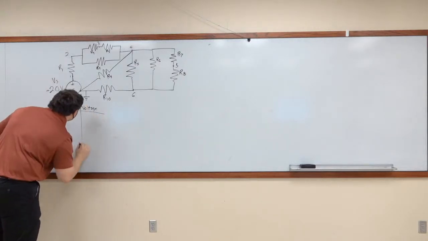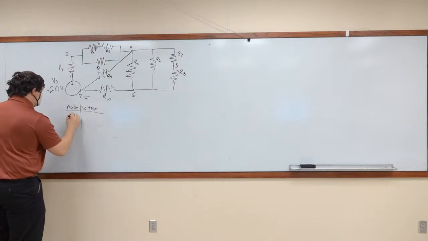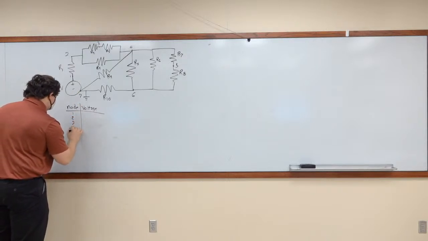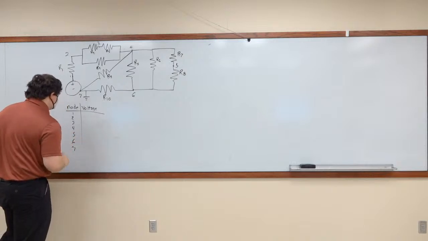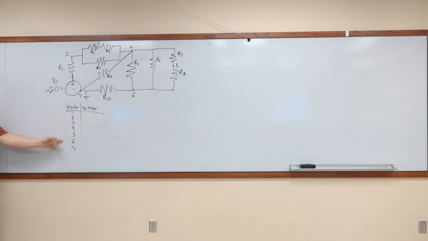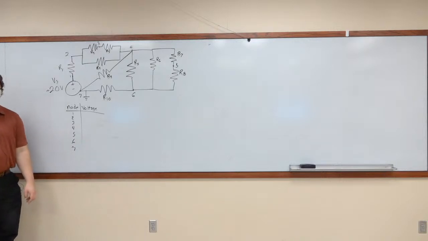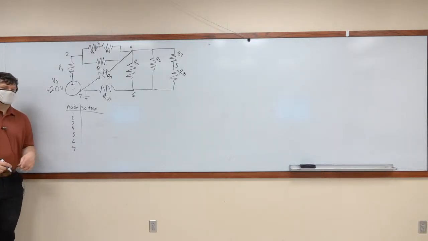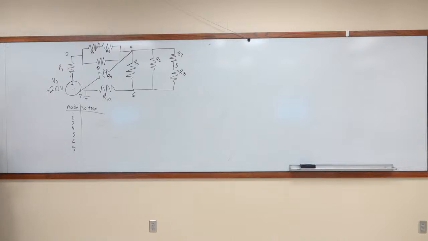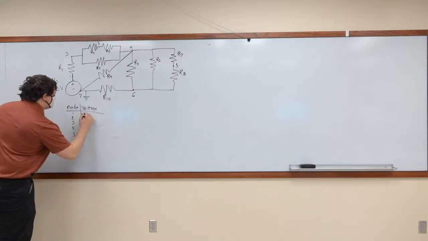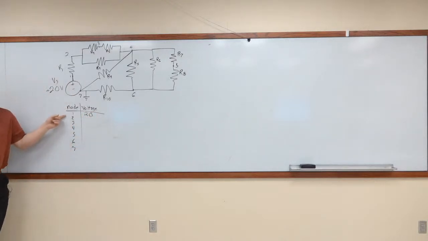Okay, so my node voltage table. I have 7 nodes total. 1, 2, 3, 4, 5, 6, and 7. Of all of these, do I know what the voltage value is at any single node? You said 1. Okay, what is the voltage at 1? It's 20. How did you know that? Yeah, that one's a given. A lot of people don't get that the first time I introduced this. Very nice. We know that here, the voltage at node 1 is 20.